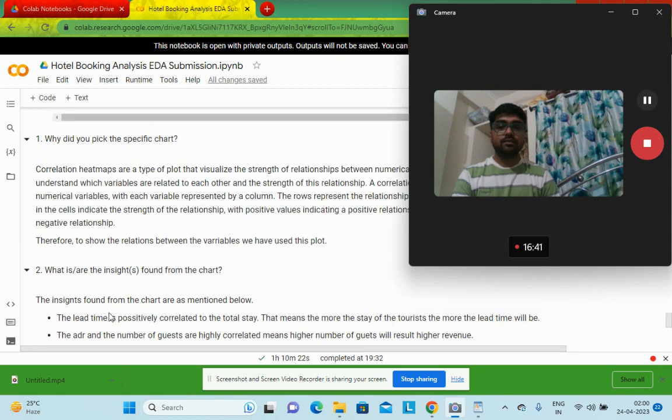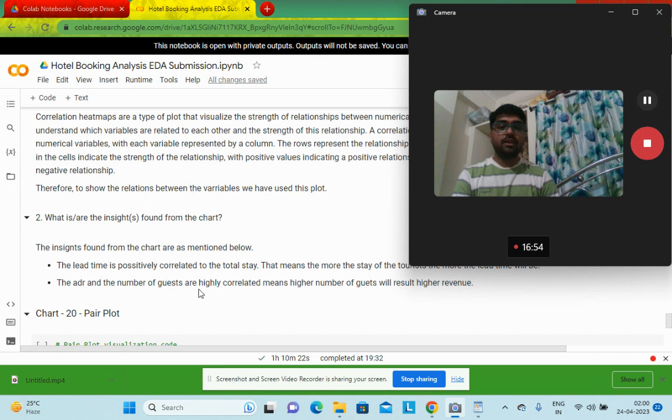What are the insights? The lead time is positively correlated to the total stay. That means the more the stay of the tourist, the more the lead time will be. The ADR and the number of guests are highly correlated, meaning a higher number of guests will result in higher revenue.